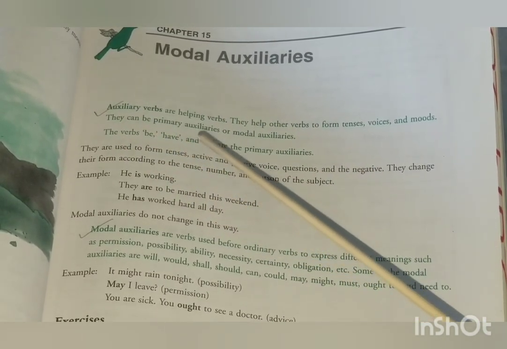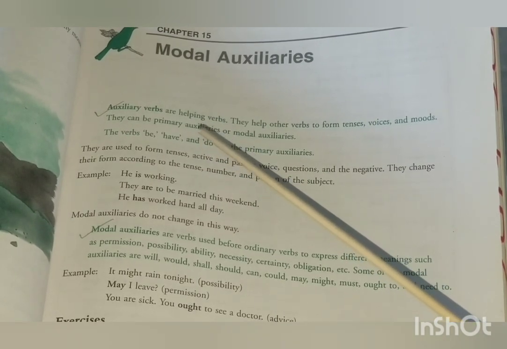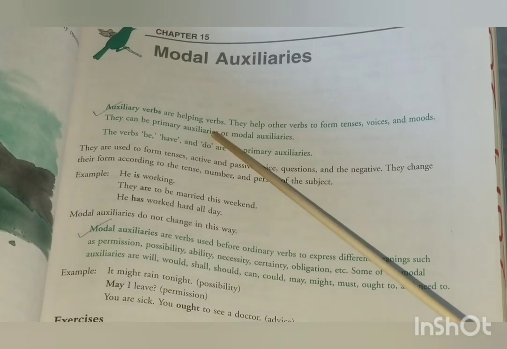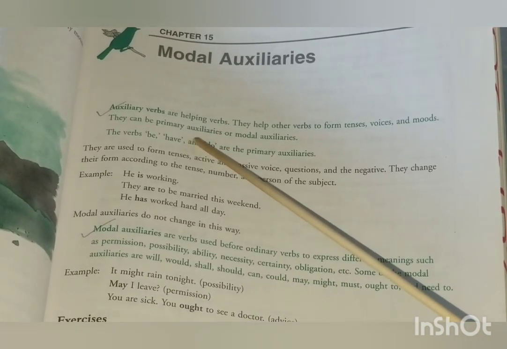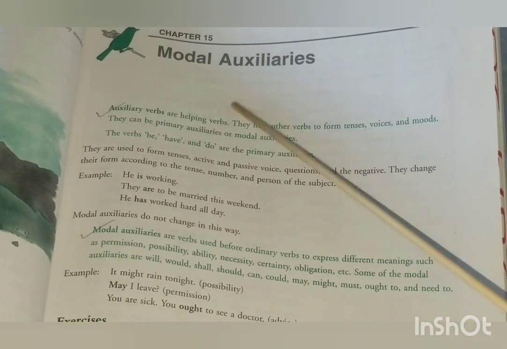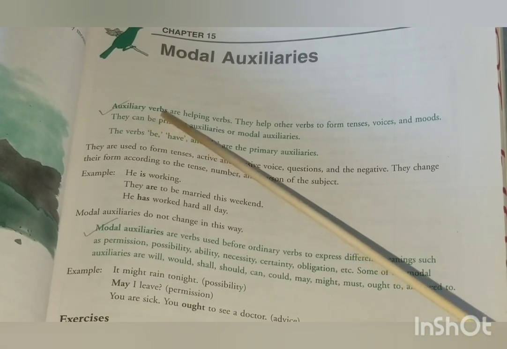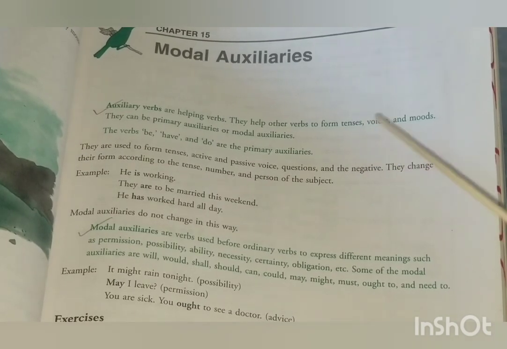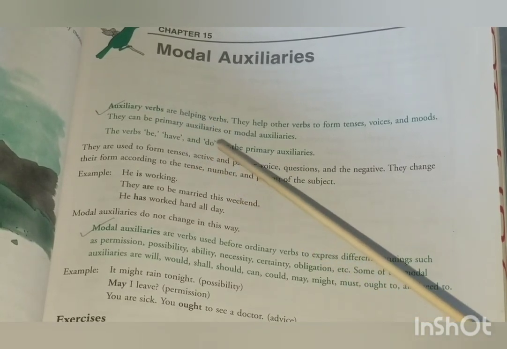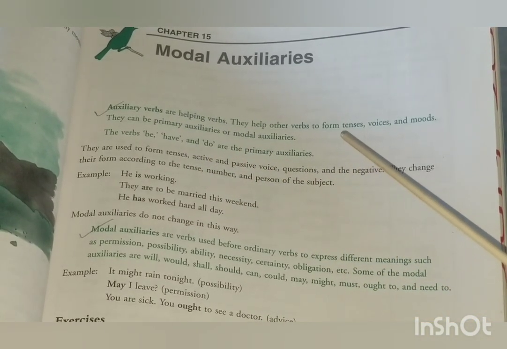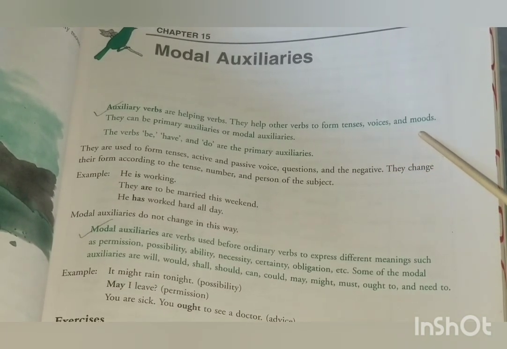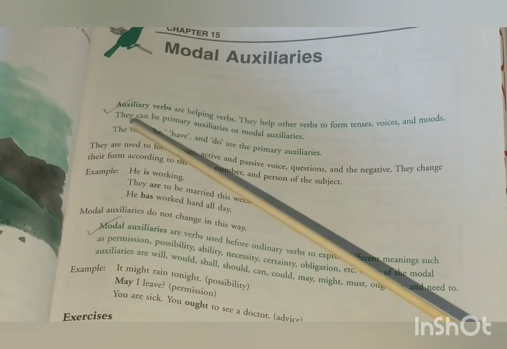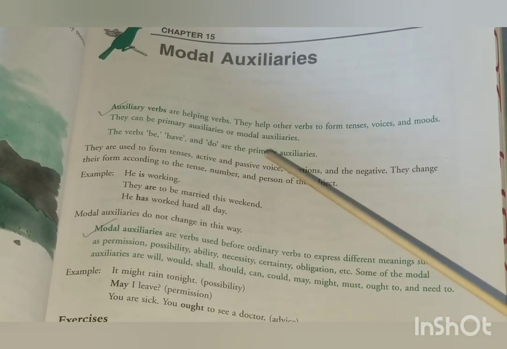Auxiliary verbs are helping verbs. Remember students, one thing, that commonly helping verbs that are is, am, are, was, were, are commonly known as helping verbs, but in this chapter they are called auxiliary verbs. They help other verbs to form tenses, voices and moods. Because of these helping verbs, they help in tenses, active and passive voices and moods. They tell us the state of any sentence. They can be primary auxiliaries or modal auxiliaries.